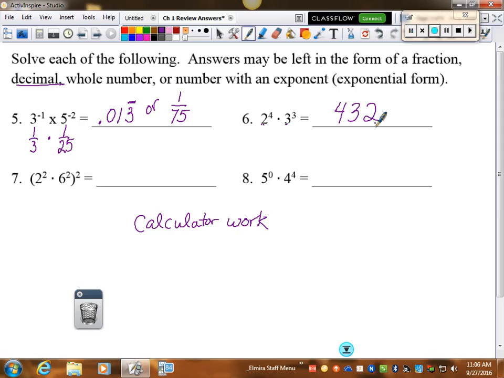Number 7, you could express this one in exponential form a different way. You could distribute the outside exponent. So you could have 2 to the 4th power times 6 to the 4th power, and that would be acceptable. Or you could type it in and get $20,736. So either of those is okay. Number 8, you can just type it in, and you get 256. There's really no other way to express that answer according to our directions. Okay.